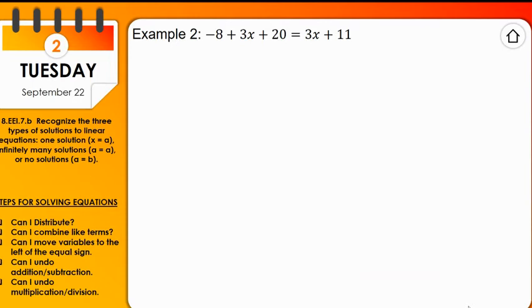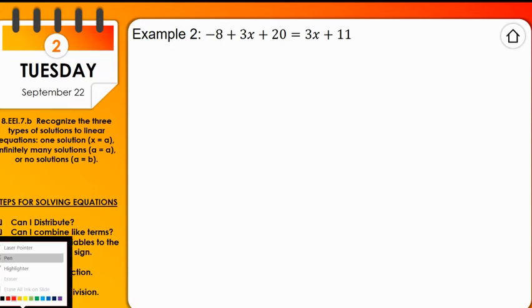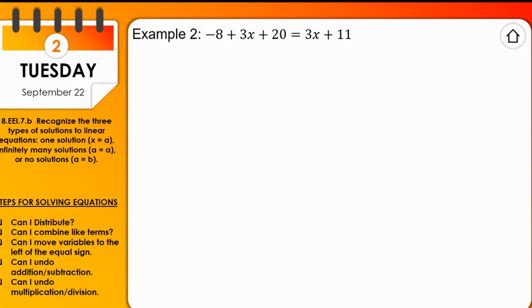So, ladies and gentlemen, example two. So again, we're going to walk through our steps. And the first question we ask is, can I distribute? If we look at our second example, there are no parentheses. So this should be a no. Now, can I combine like terms? I have a -8 and a +20. When I combine those two values, I end up with 12.